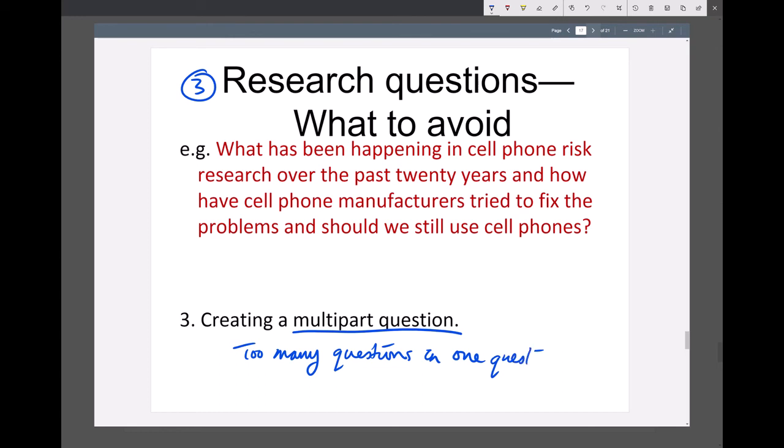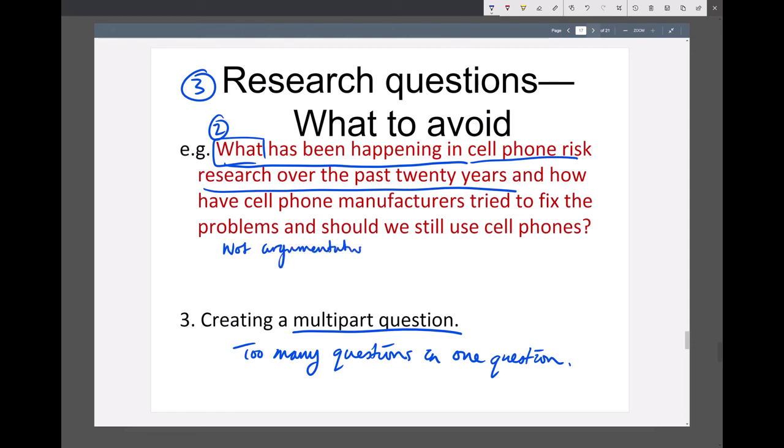Take a look at this question. What has been happening in cell phone risk research over the past 20 years? So that's question 2. Again, it's not argumentative. Okay, it's too broad.